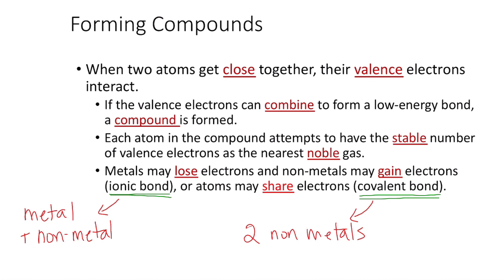Metals may lose electrons and nonmetals may gain electrons. So this is called an ionic bond. So a metal and a nonmetal together form an ionic bond, or atoms may share electrons, which would be considered a covalent bond, which is when two nonmetals bond. Okay, so it's important that you know the difference between those two things. So again, ionic bond between a metal and a nonmetal, and a covalent bond is between two nonmetals. So we're going to cover ionic bonds first and then get into covalent bonds after.